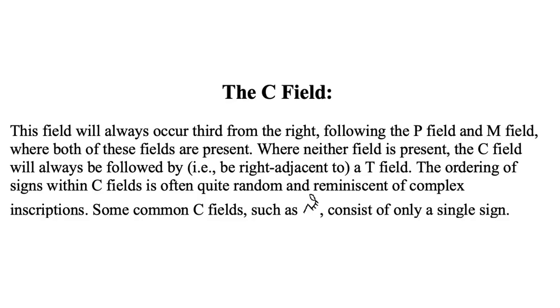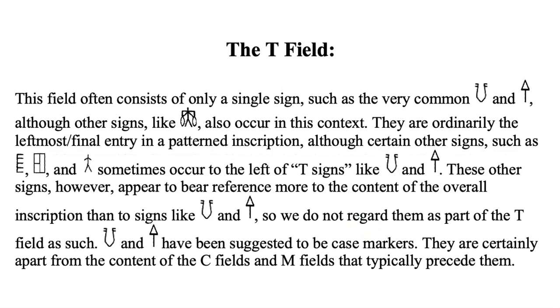Where neither field is present, the C field will always be followed by, i.e., be right adjacent to, a T field. The ordering of signs within C fields is often quite random and reminiscent of complex inscriptions. Some common C fields, such as this one here, consist of only a single sign. All right. And then finally, the T field.